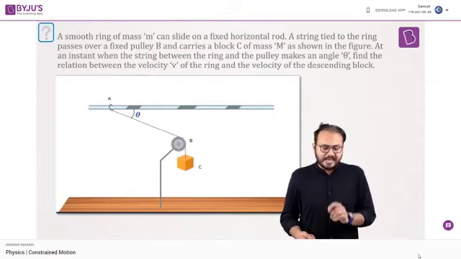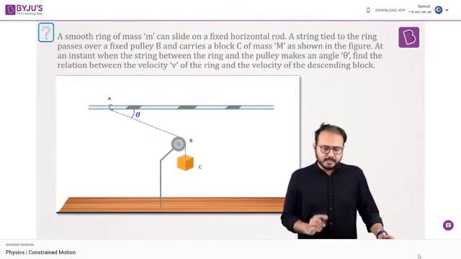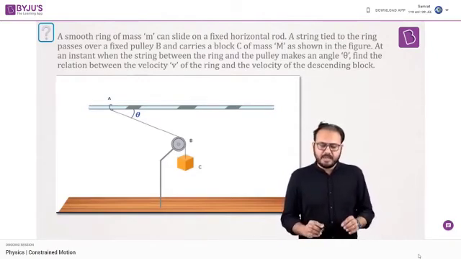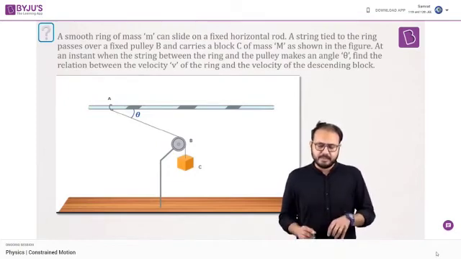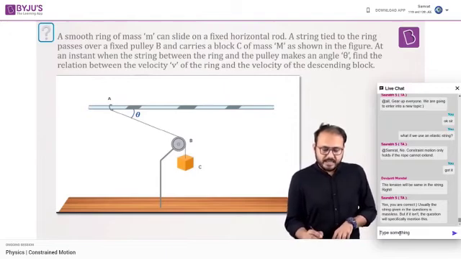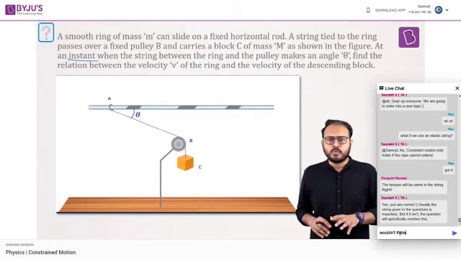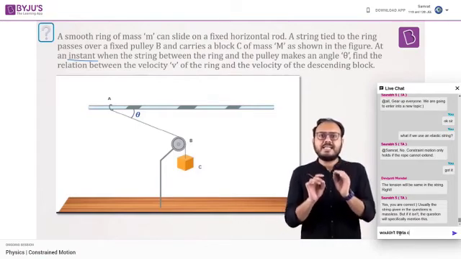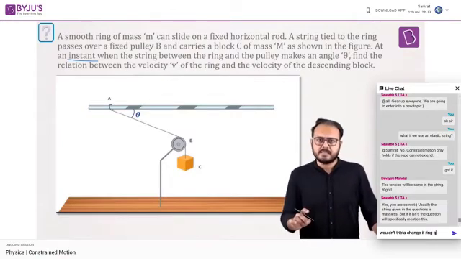Alright. A string tied to the ring passes over a fixed pulley and carries a block of mass M, C. Okay, as shown. So far so good. At the instant when the string and the pulley makes an angle theta, that is right now, find the relation between the velocity v of the ring and of the block. Which is the key word out here? The key word is, first of all, at an instant. What the examiner wants you to do is to find out the instantaneous relationship between the two velocities. Instantaneous means at this instant.